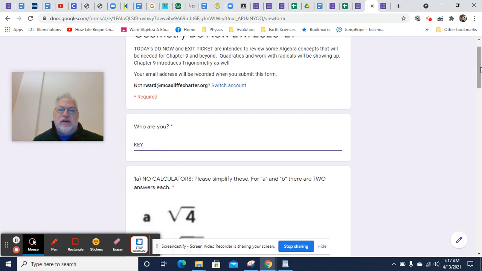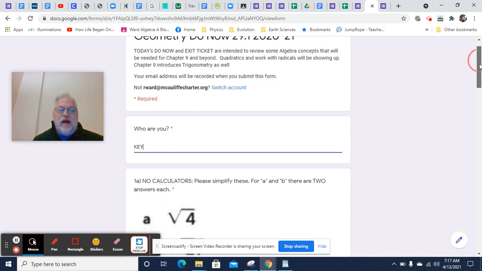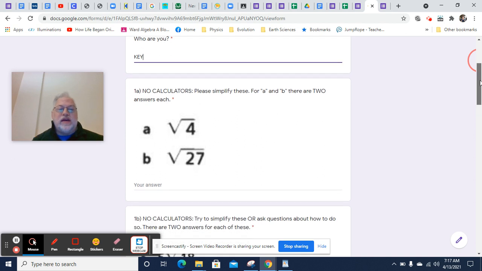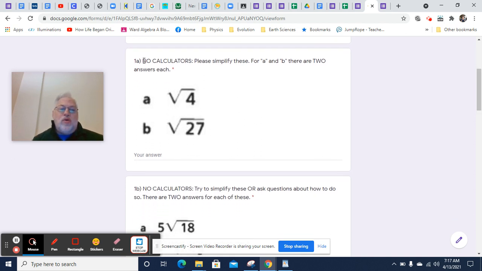As soon as we start dealing with the Pythagorean theorem, we're getting square roots of stuff, and square roots are going to involve working with radicals and working with the quadratic functions and stuff like that. So we need to do a little review on that. So here, no calculators, please. I do not want decimal answers for these things. What I want is to simply have you simplify these.